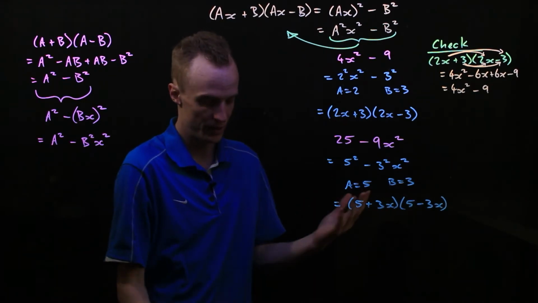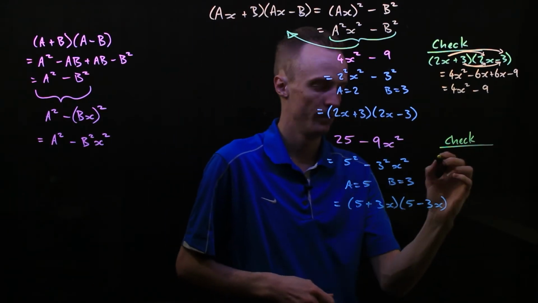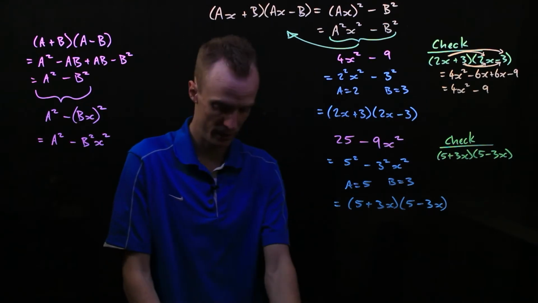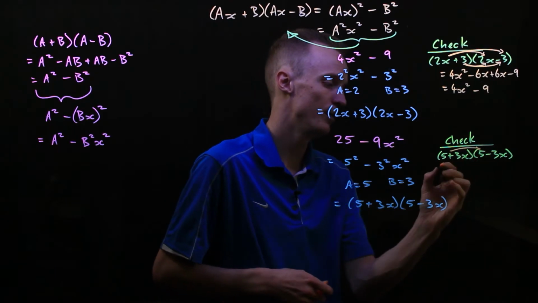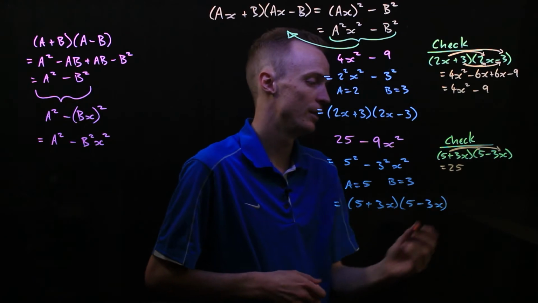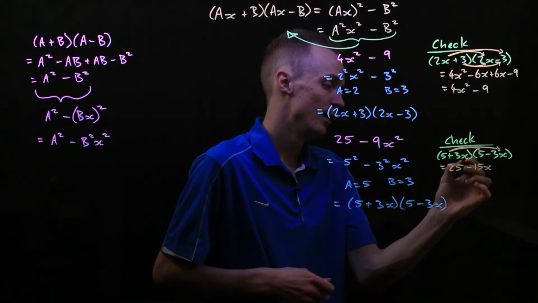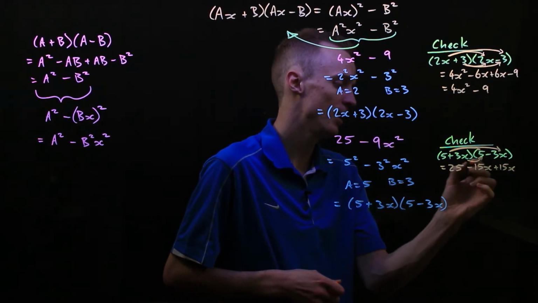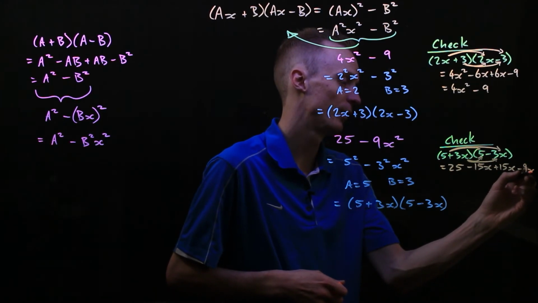But, like we did before, we can check to make sure that this is correct. So, let's use FOIL here and expand this out. So, 5 times 5 will be 25. 5 times negative 3x will be take 15x. 3x times 5 will be plus 15x. And then 3x times negative 3x will be take 9x.